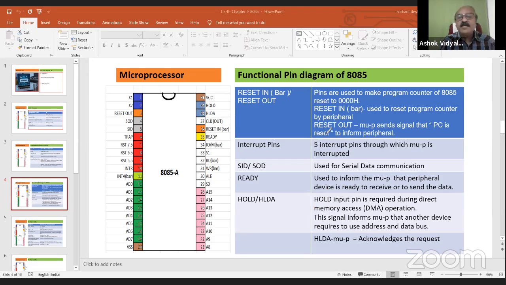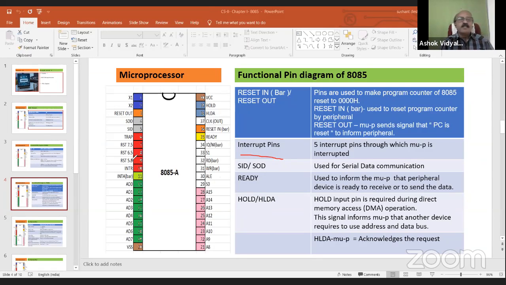Then reset out. Reset out is what? The handshake of reset in. So someone has said to reset this program counter to 0000H. Then the microprocessor acknowledges it: yes, I have reset this program counter for your information. It is like someone saying, hey, hello, how are you? Then you are also saying, hey, hi, I am fine. This is similar to the reset in and reset out pins.